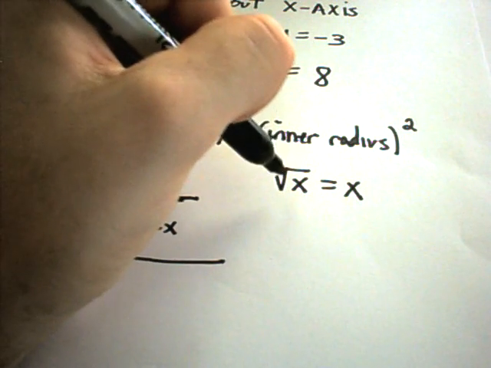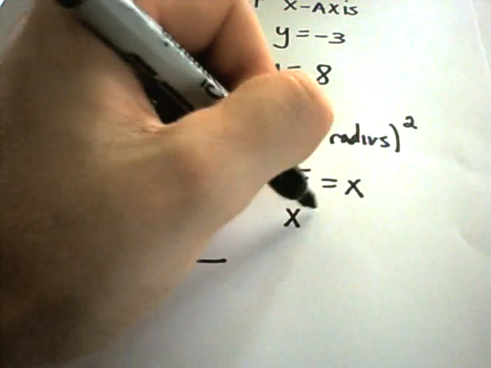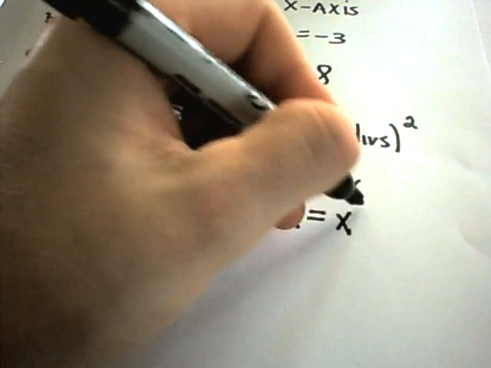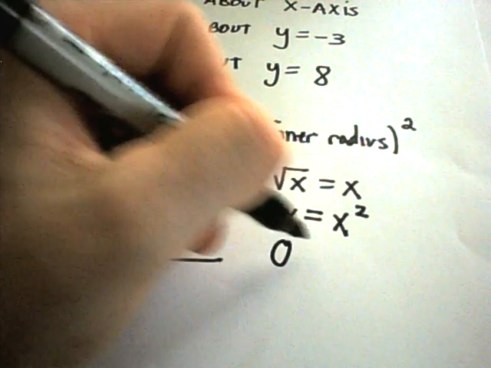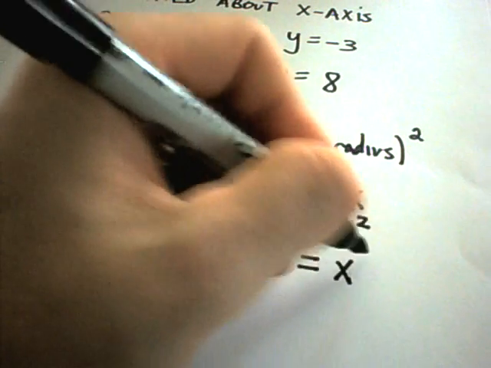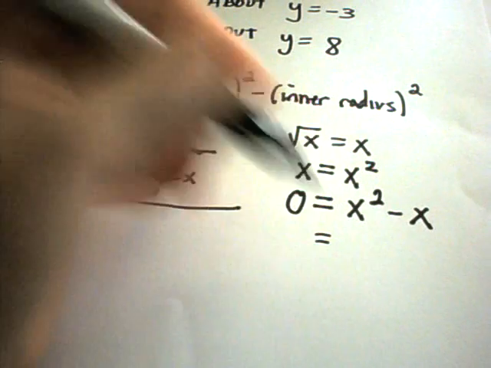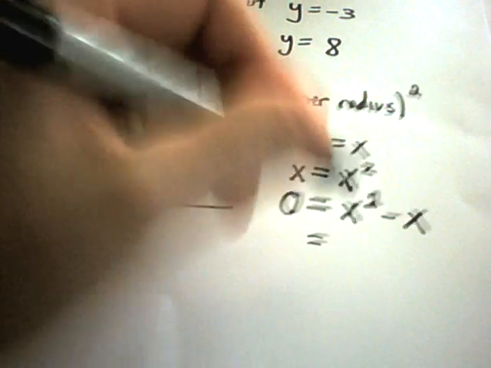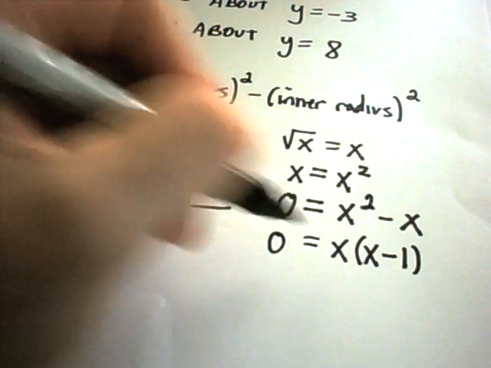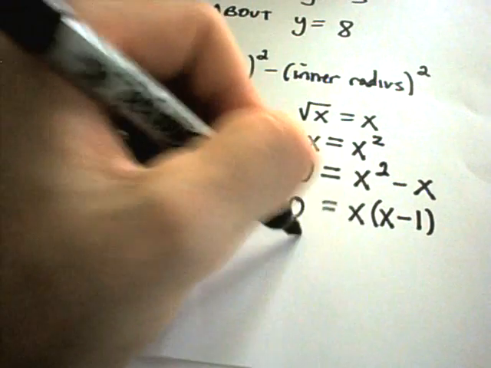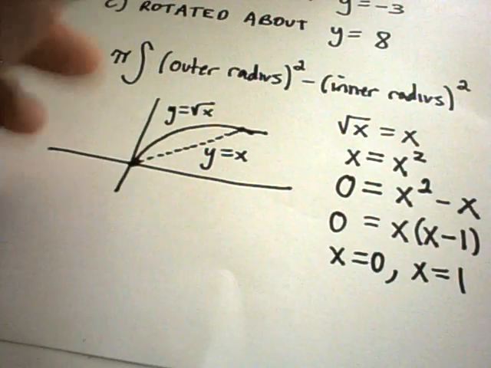And to solve this, there's a few different ways you could do it. You could square both sides. If you square the left, you just get x. If you square the right, you get x squared. This is now a quadratic equation. To solve quadratic equations, we set them equal to 0 and either try to factor or use the quadratic formula. In this case, I can factor out an x, and I'm left with x minus 1 equals 0. And that tells me that either x equals 0 or x equals 1 are my points of intersection.